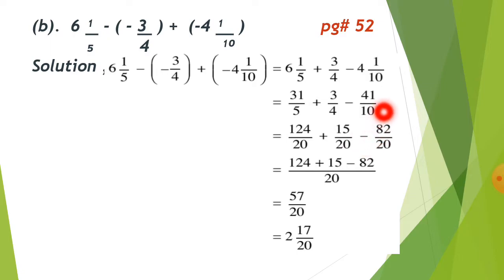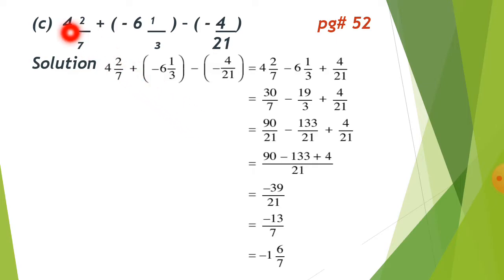At the last, the same process we are going to apply. 20 is going to be divided by 10, it will be 2. 10 ones are 10, 10 twos are 20. 2 is going to be multiplied by 41, the answer will be 82. Now we have the same denominator, that is 20, so we are going to write 20 one time only, and in the numerator we have 124 plus 15 minus 82. We are going to add these two numbers and we are going to subtract 82. We will get 57 over 20, that is an improper fraction, and we are going to change it into a mixed fraction. The answer will be 2 and 17 over 20, answer.